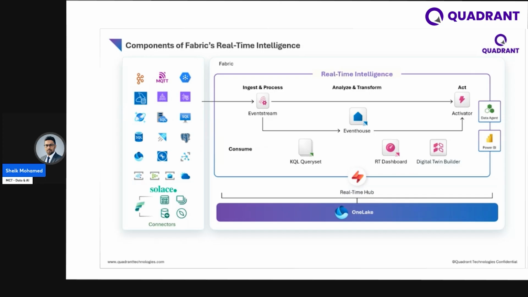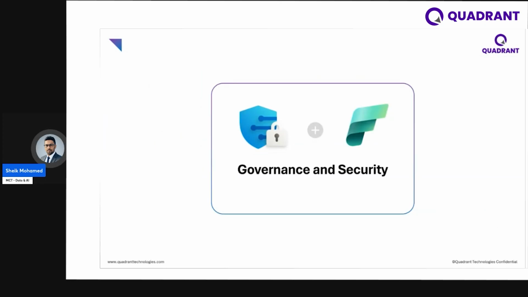And let's move to the next slide, please, Vamshi. Yeah, with respect to governance and security, as I said, I think we have this OneLake catalog, which is in GA. So we'll take a quick look at the aspects of the governance and security within OneLake catalog. So next slide, please.